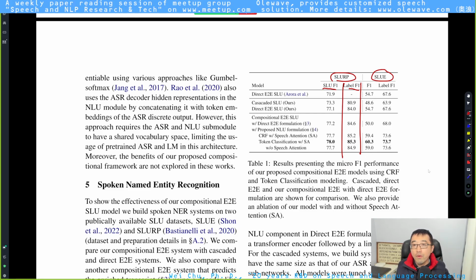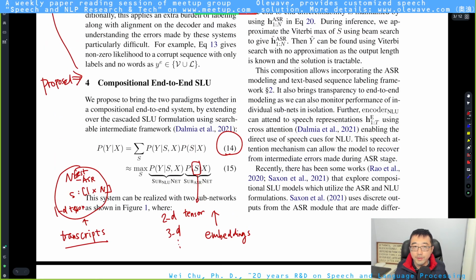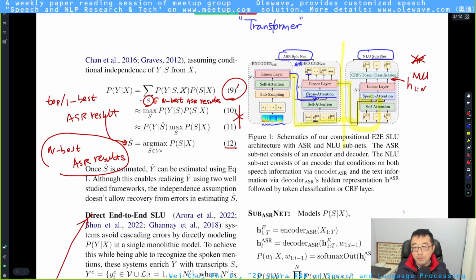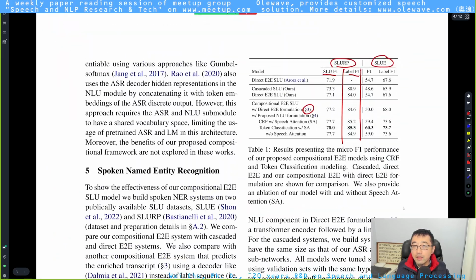And then they move on to the compositional end-to-end SLU. So what's the difference? We might know the difference, okay? The first one is equation number 3, section 3. Let's quickly go back to section 3. It's this. I think it's end-to-end, direct end-to-end. What's the difference?